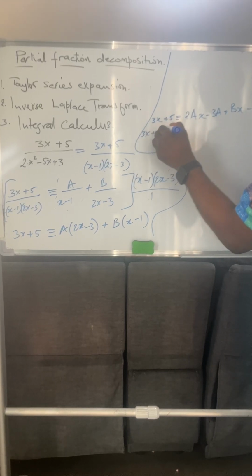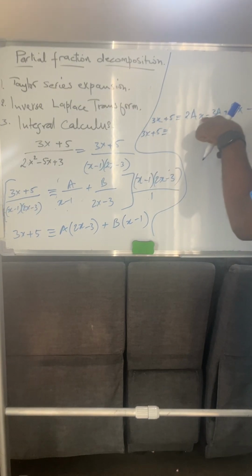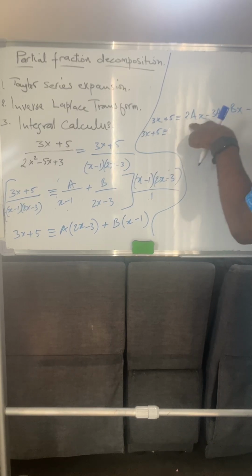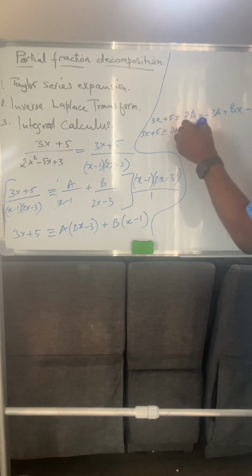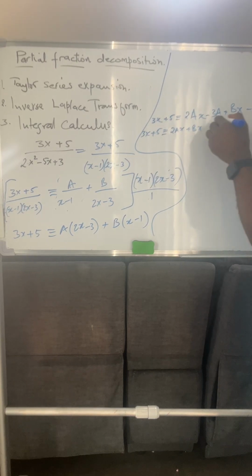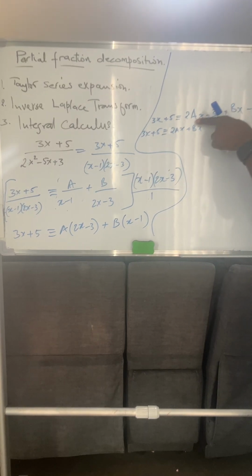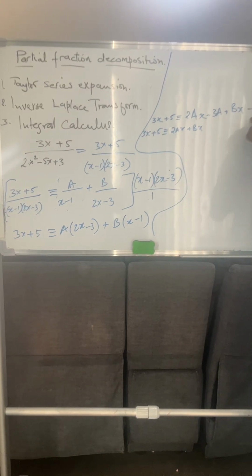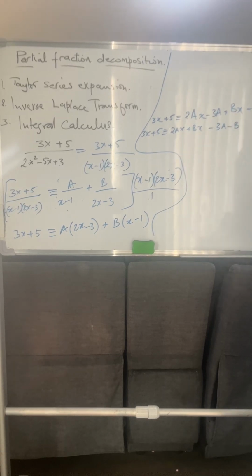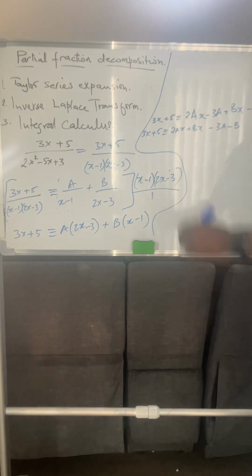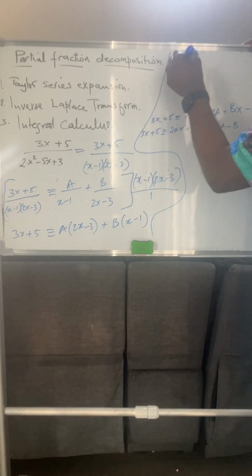So you have 3x plus 5 equivalent to the x's, bring them together. So you have 2ax plus bx. Now the ordinary numbers, you bring them together again. So you have minus 3a minus b. So this is the point where we apply this method of equating coefficients.